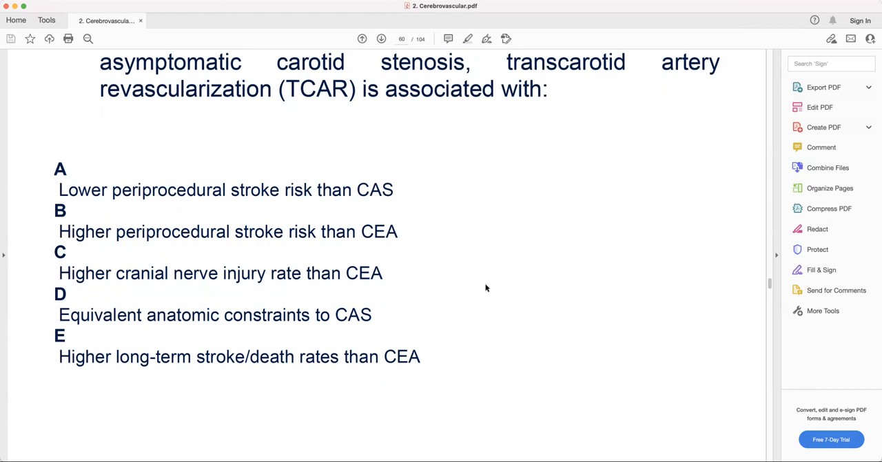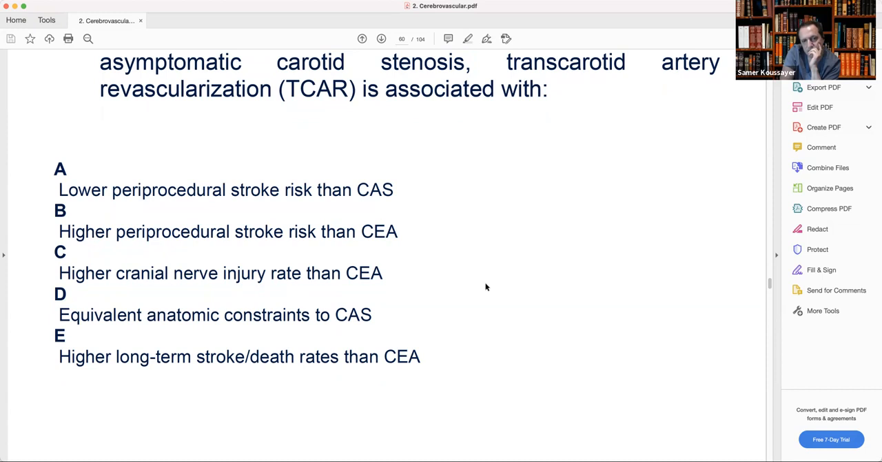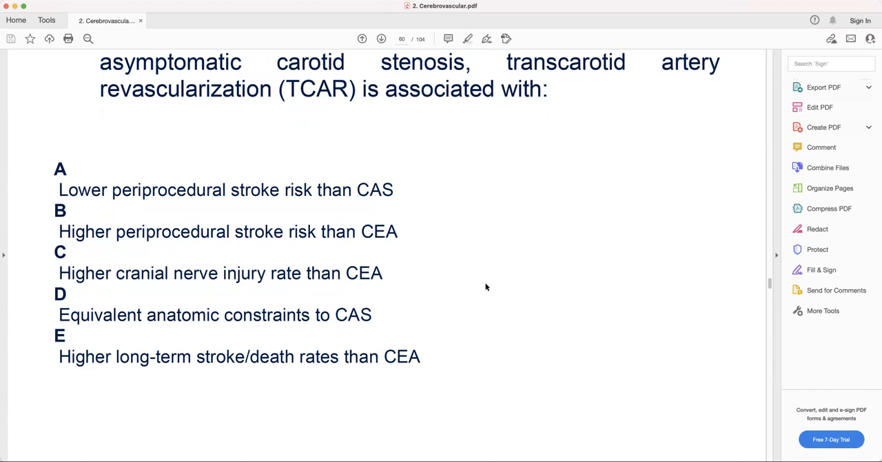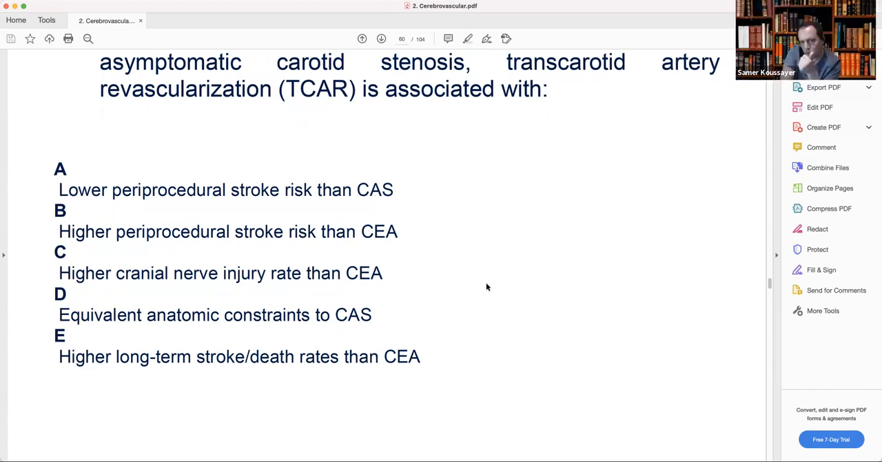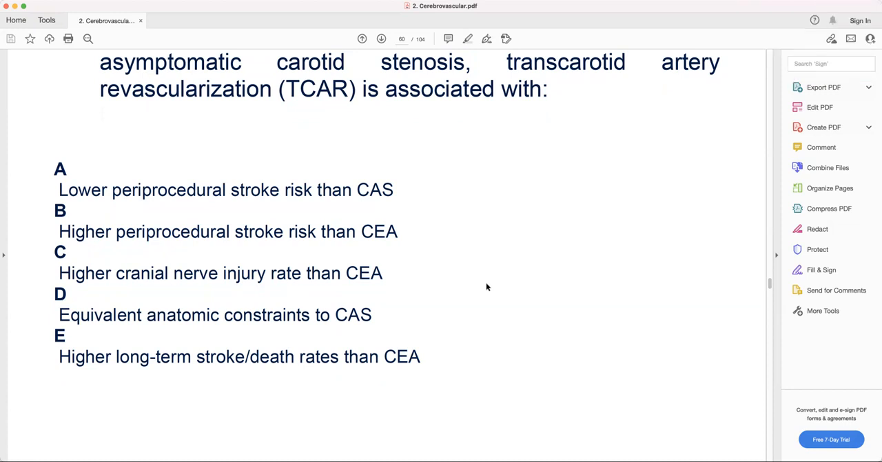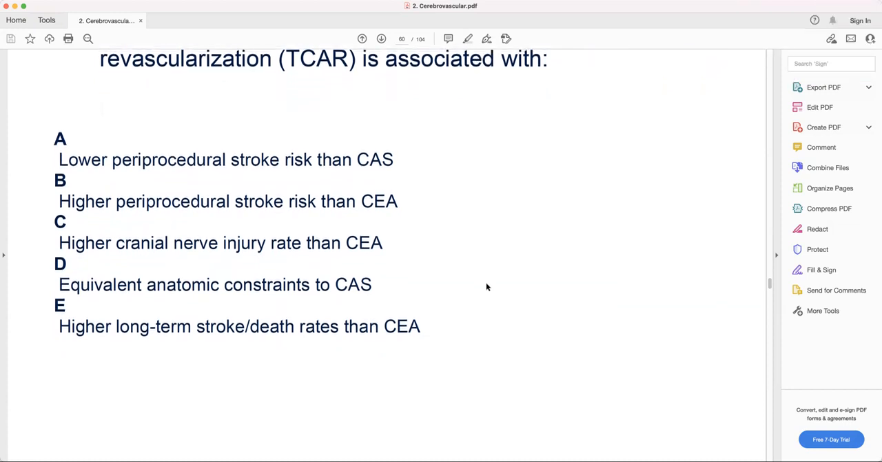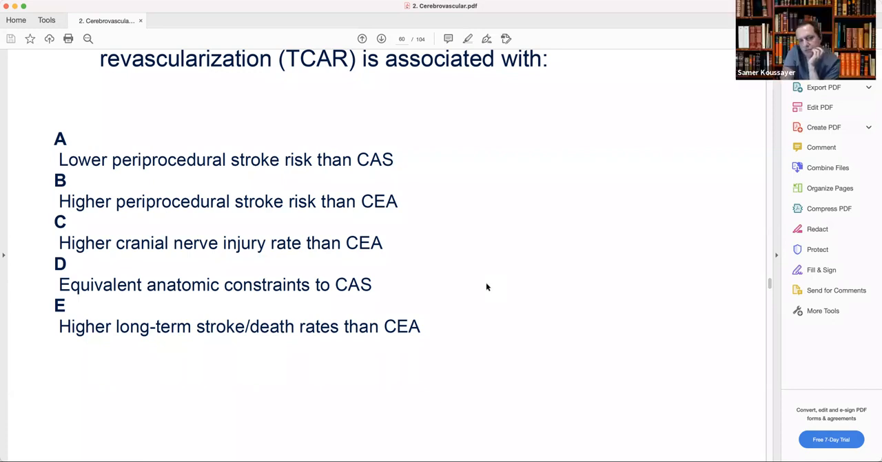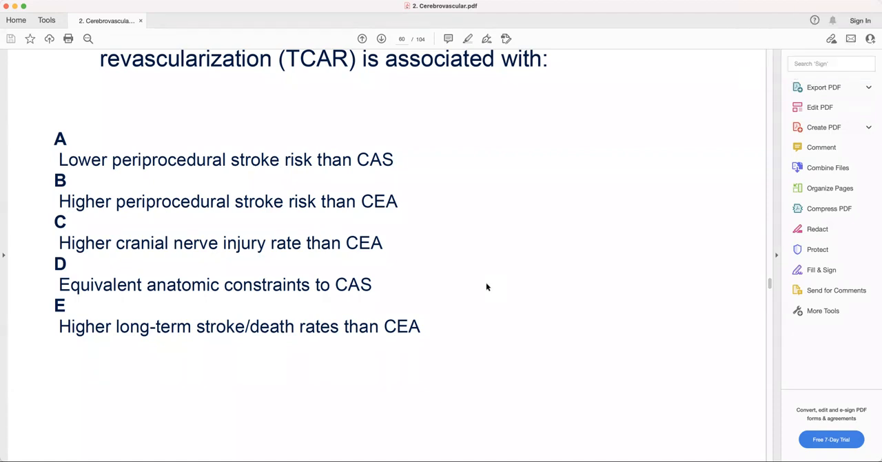Okay. Equivalent anatomic constraints to CAS? No, because we don't go to the arch. Correct. With CAS, you can do it for arch type 1 and type 2, and you can do it for type 3, whereas with TCAR you can do any type of arch because you don't care. All right. Higher long-term stroke and death rates than carotid endarterectomy? No. The same, really. There was no difference found between surgery in death and stroke. So the right answer would be A. The answer is A.